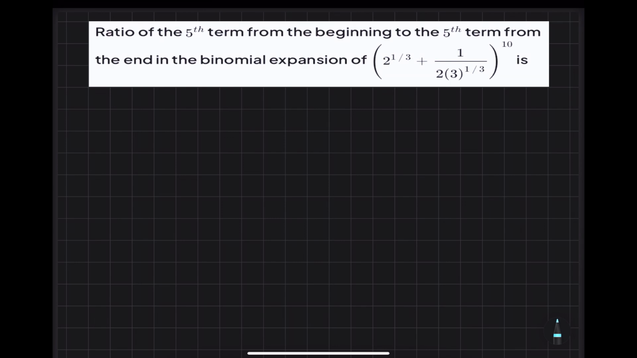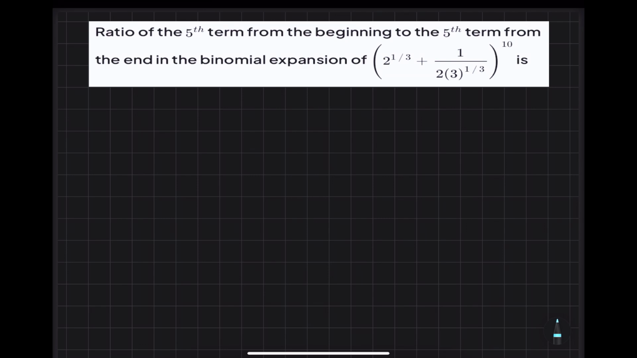If I ask you to write down the fifth term from the beginning, you can easily write that. But if I ask you to write down the fifth term from the end, you will hesitate a little bit. So to overcome that problem, just interchange x and y and you will get things done.